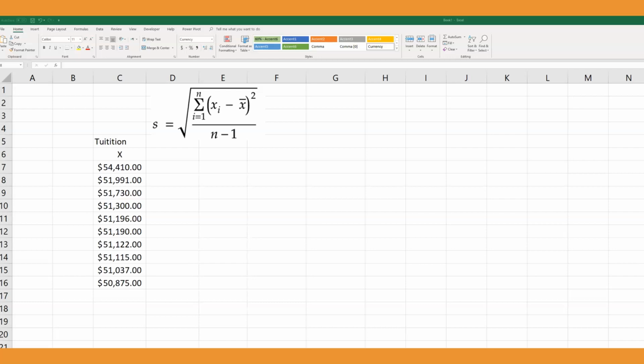But the purpose here is to show the long way, the manual way, so we will be able to learn a little bit about Excel also in the process. So this is basically the formula, which tells me that you're going to take the average, which is the x bar, or the arithmetic mean, from each of these items, which is the x or the tuition, and of course we're going to square each one of those, and the sum of all of these will be divided by n, which is the number of items in the sample, minus 1, and that's my standard deviation.